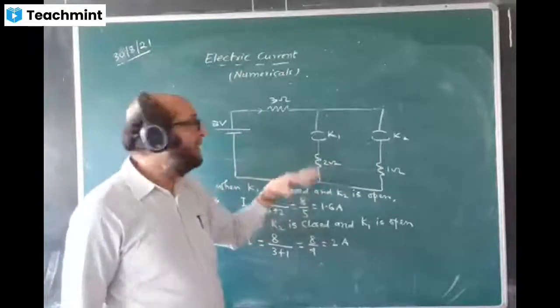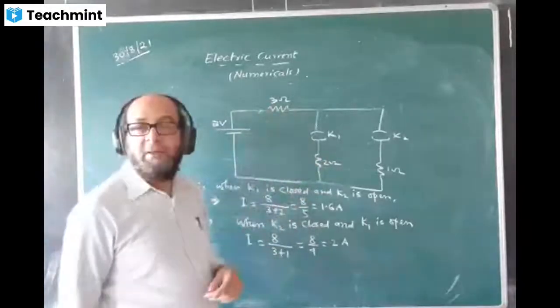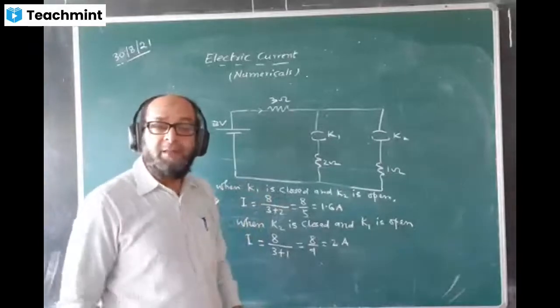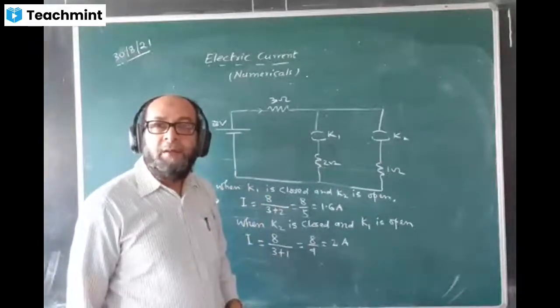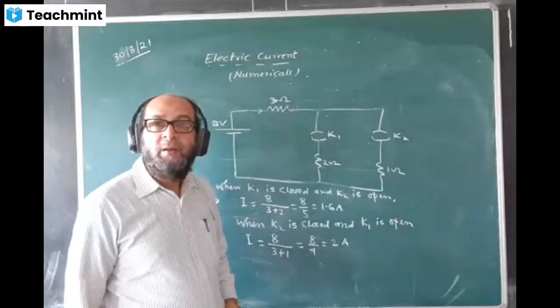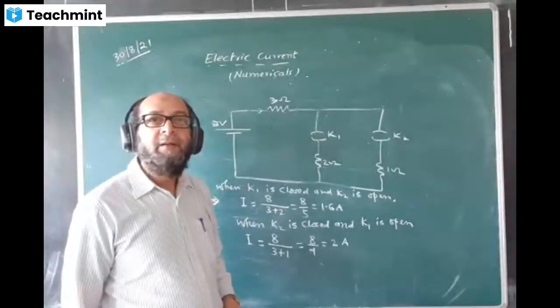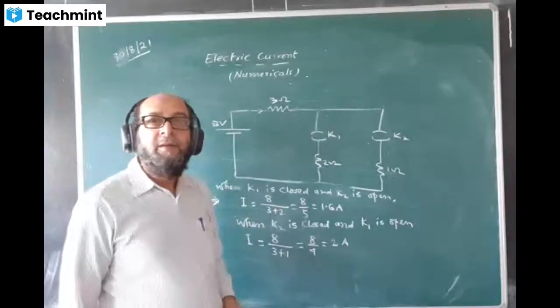So that answer we will find, and that and 3 ohm will be in series, and then I'll find the total current. By chance the question comes like that. Have you understood? Please tell me. If not clear, then I'll again clarify.